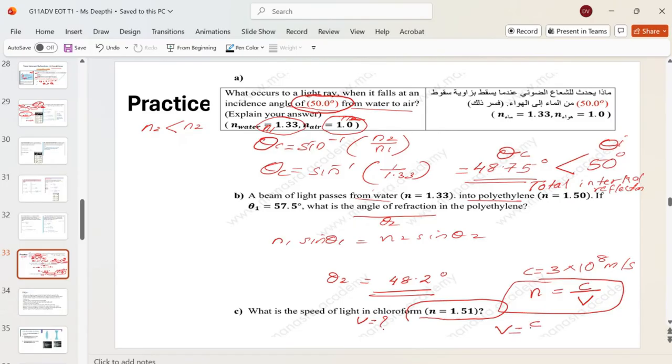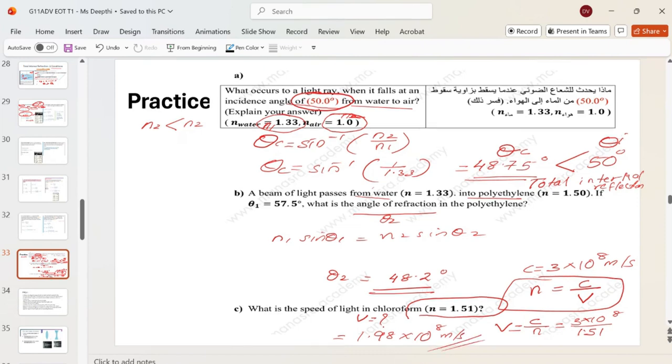If you rearrange, we get c by n. You can do it without rearranging also. So when you substitute 3 times 10 to the power 8 divided by the n, which is 1.51, the answer that you get is 1.98 times 10 to the power 8 meters per second. Okay, so this is how you have to solve this problem. It's very easy.